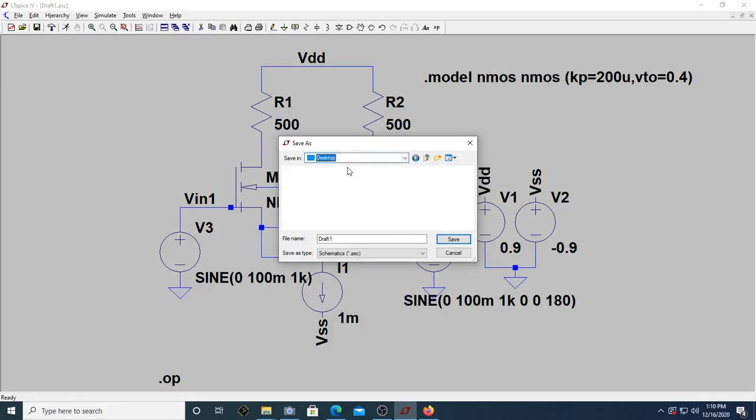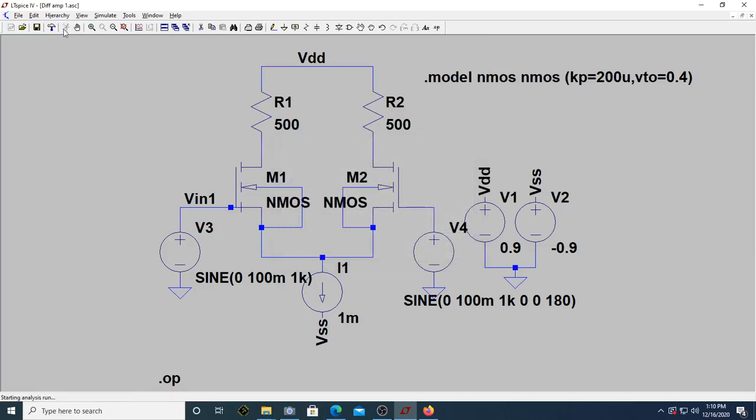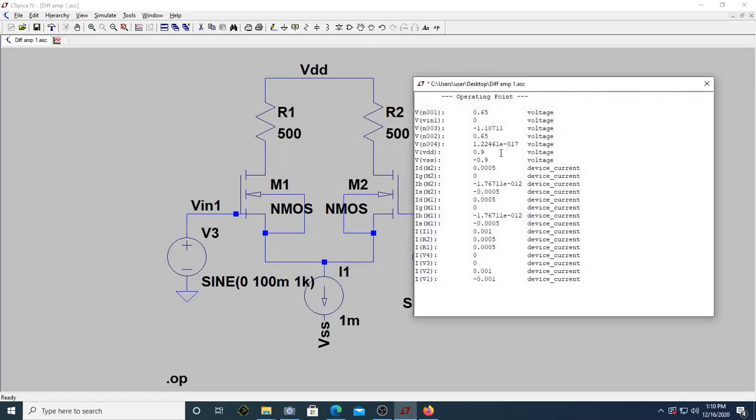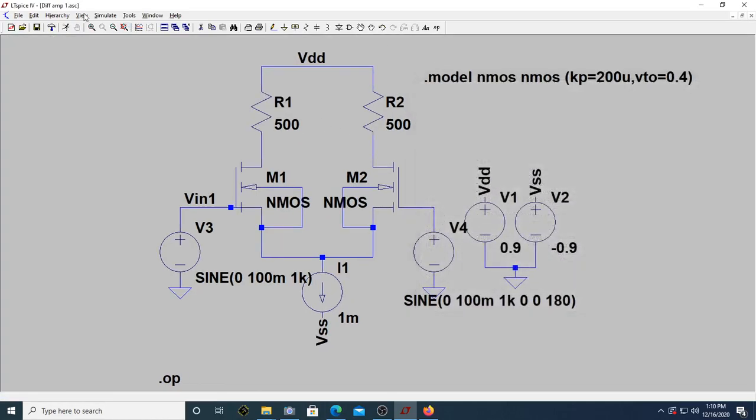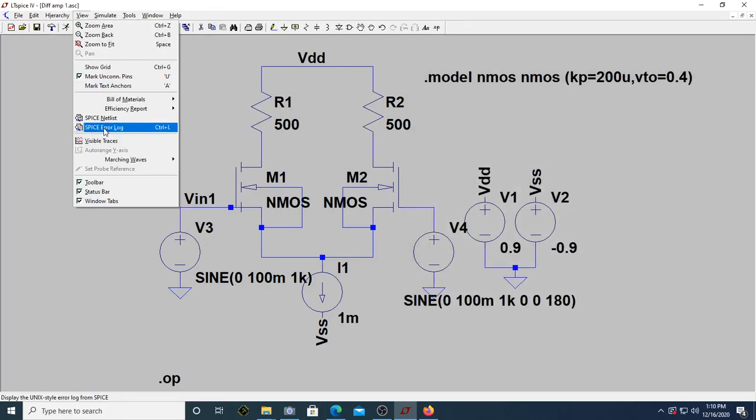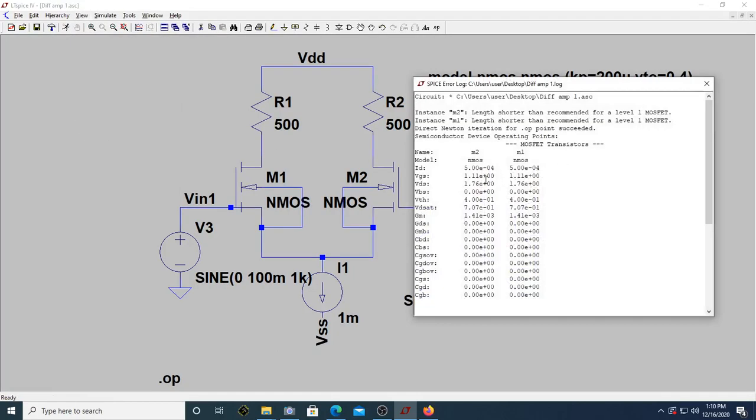Maybe put it on desktop. Let me have it as Diff amp 1, the schematic. Let me run now. If you can actually see now, of course the current is actually 0.5. Now if you go back to this, okay, view and then error log, now we can see the VGS.